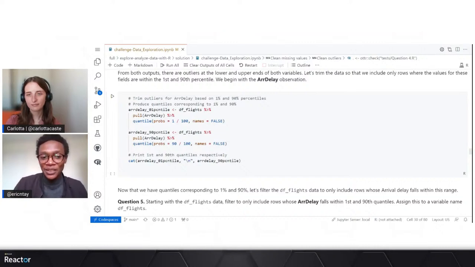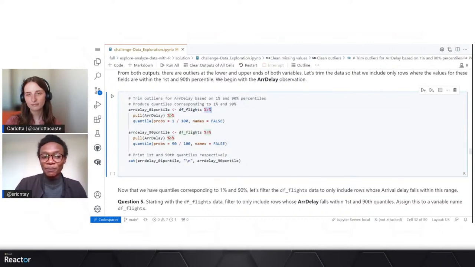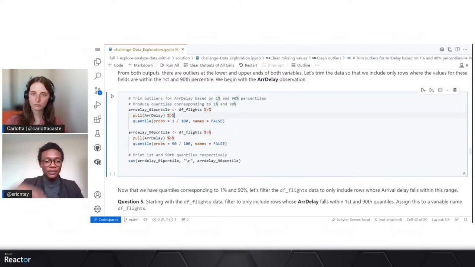So again, we start with the flights data, and then we will pull the values of arrival delay. A person may ask, what does the verb pull do? The verb pull extracts the values in a particular column into a vector of values. This is very different from select, because select gives you the complete column as a data frame, but pull allows you to take those values in that particular column and put them nicely in a vector. So we take the flight data, extract the values of the arrival delay column, and then pass them to the quantile function, and we get the value that corresponds to where 1% of the data would fall.